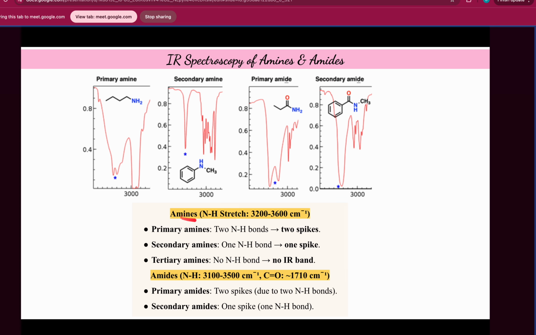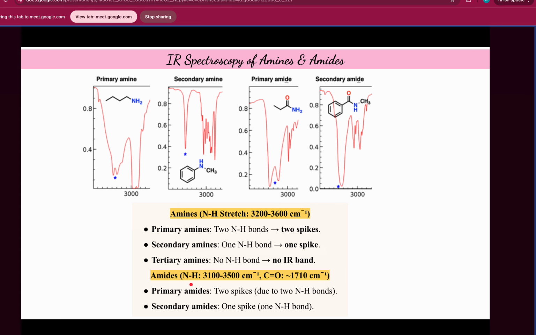In case of amines in which the NH bond is present, primary amines have two NH bonds because there is NH2. That means there are two bonds between N and H, so there will be two spikes that you will observe. In case of secondary amines, because there is only one NH bond, only one spike is observed. In case of tertiary amines, because there is no H present, the NH bond is missing, so no IR band will be observed in the tertiary amines.